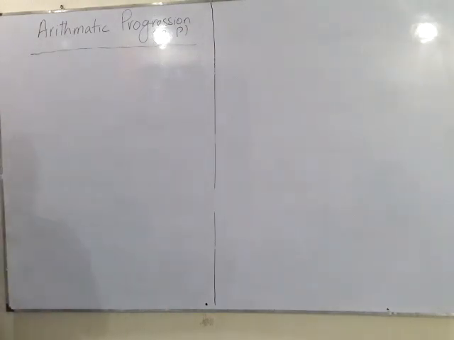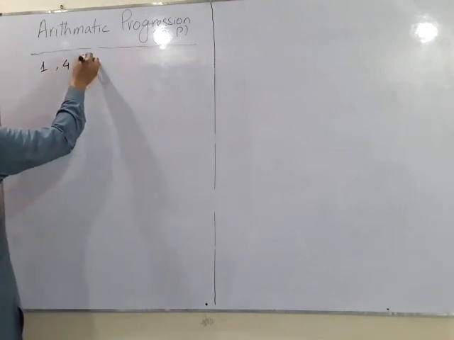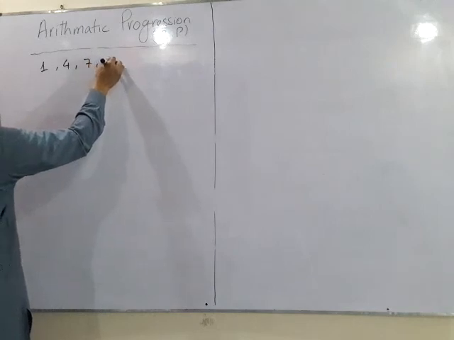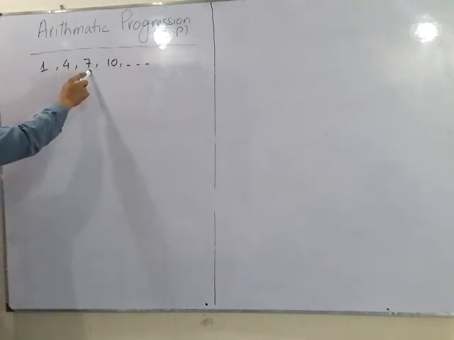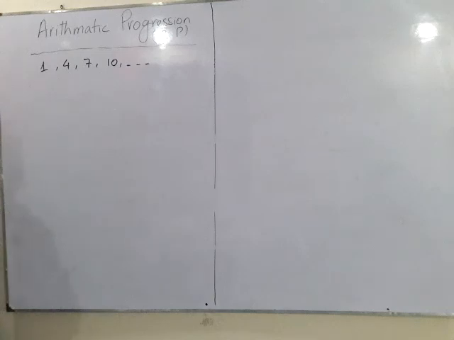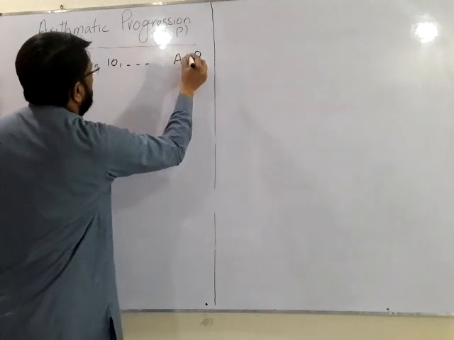For example, if we take the numbers 1, 4, 7, 10 and so on, you can see the difference between the first two numbers is 3. The difference is 3. The difference is 3. If you have a fixed difference everywhere, this sort of sequence is normally named as AP.